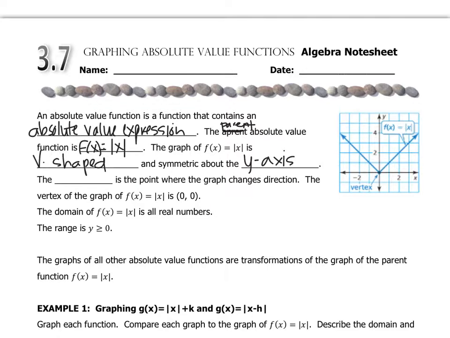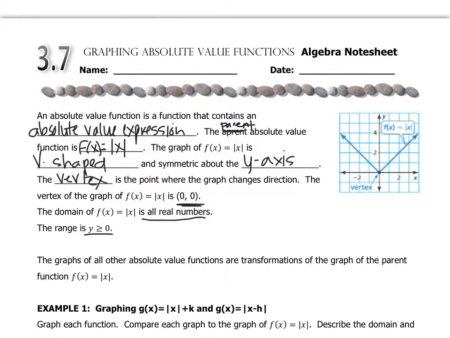There's a word for that spot where it kind of turns direction. It's in the picture. It's called the vertex. And the vertex of the parent function is at 0, 0. The domain is all real numbers, and the range is greater than or equal to 0.